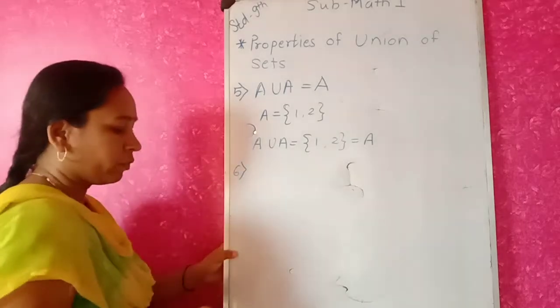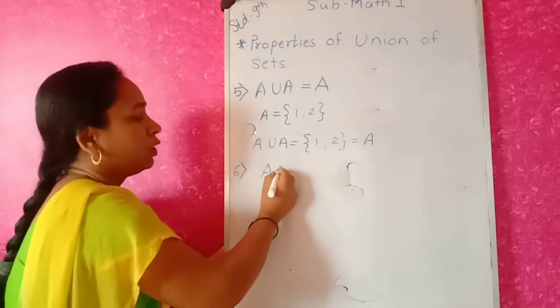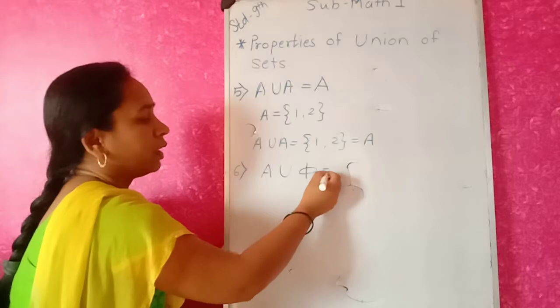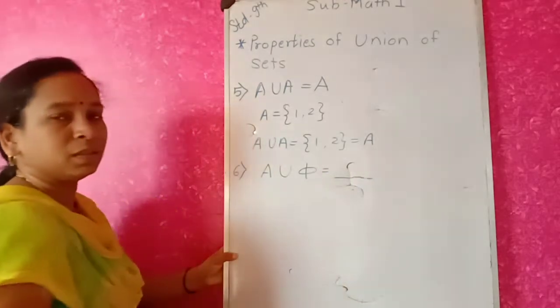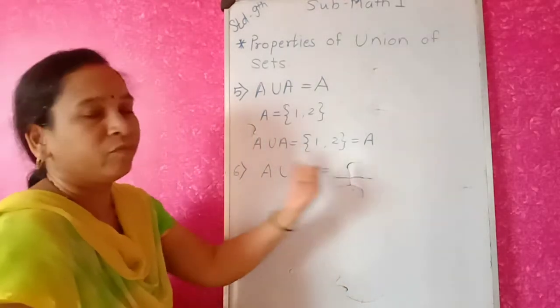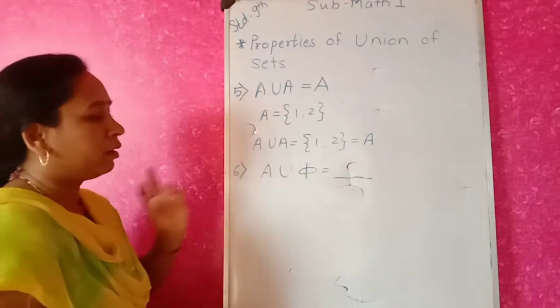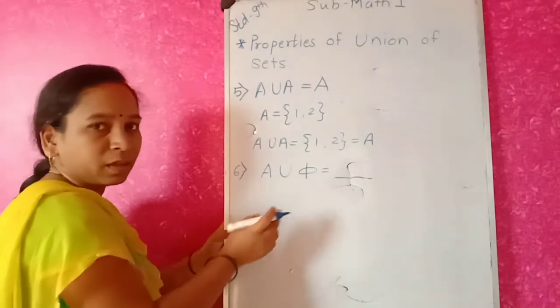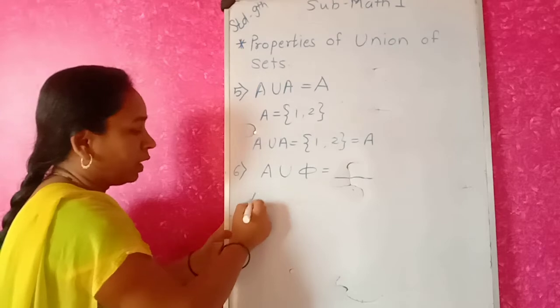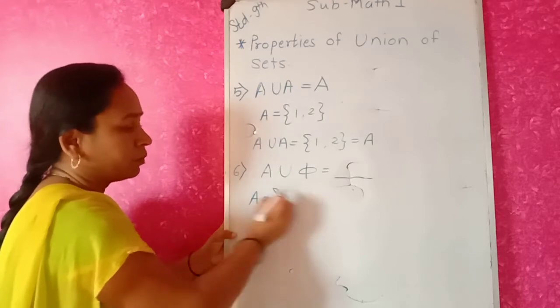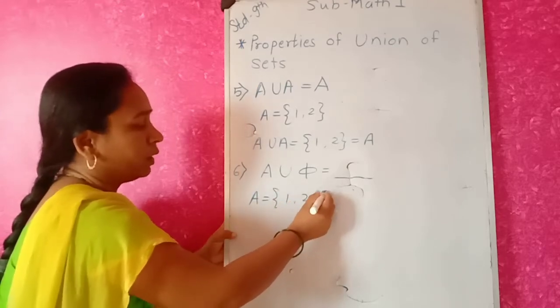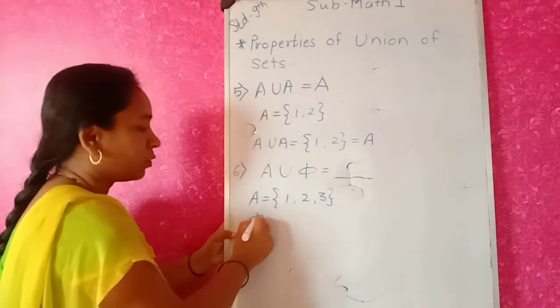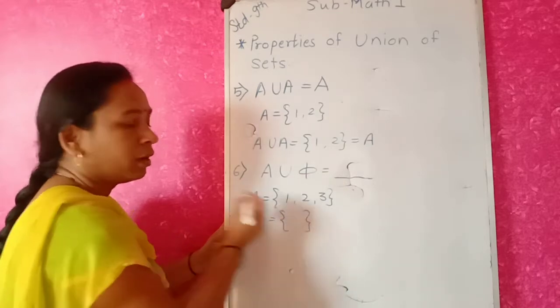Sixth property, we'll see A union φ. Now we have to guess what will come in this blank. Here it is A, and here it is the union of the null set. So A's elements, if I consider 1, 2, 3, and φ means the null set, which doesn't have any elements.